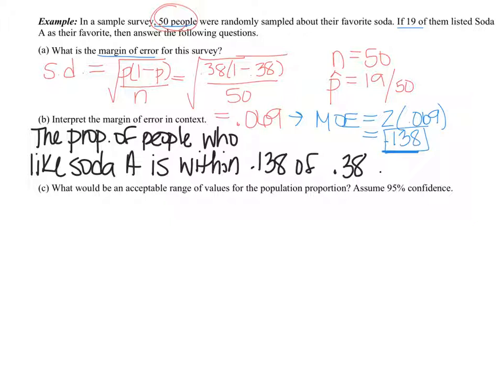So you see these words like this, acceptable range of values, 95% confidence. This is talking about the confidence interval. So we're going to take our sample proportion, which was 0.38. Again, that came from the 19 out of 50, just turned it into a decimal. We're going to subtract and add our margin of error to come up with our range.